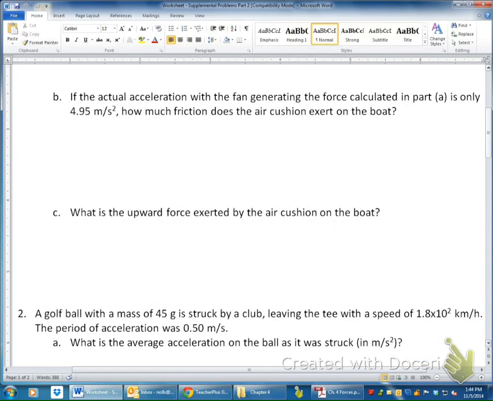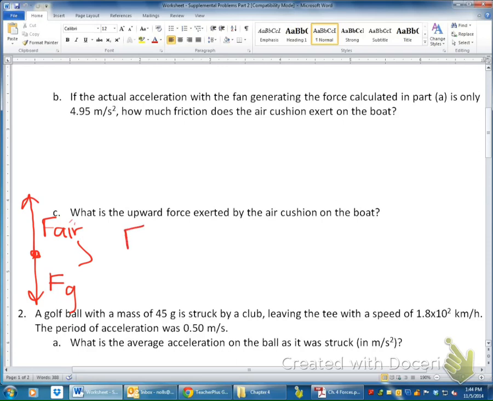Okay, so part C of this question is asking what upward force is exerted by the air cushion on the boat. So we go back to our free body diagram, which shows us that gravity is pulling down, this air cushion is pushing up, and we know there's no vertical acceleration. So what does that mean with these two forces? They have to be equal.